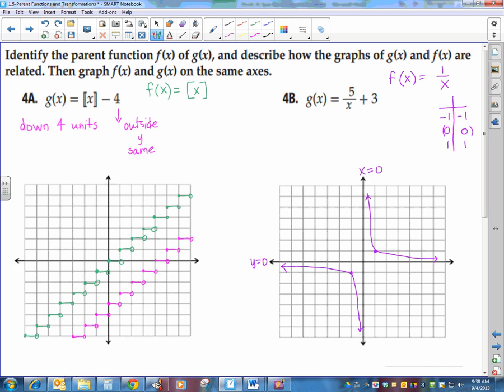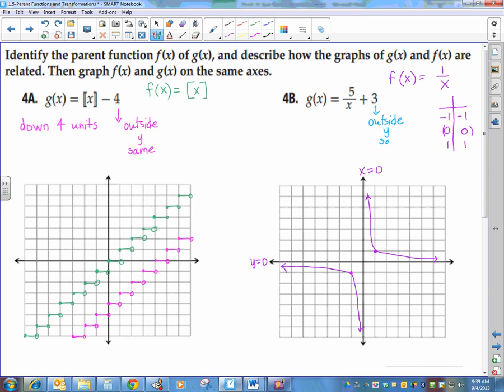Big fancy word for you. Okay, so now let's dissect the graph, or excuse me, dissect the equation. It doesn't matter which one you look at first, but we're going to talk about which one to graph in the order. Okay, this 3, is it inside or outside? Hopefully you answered outside. It affects the y.